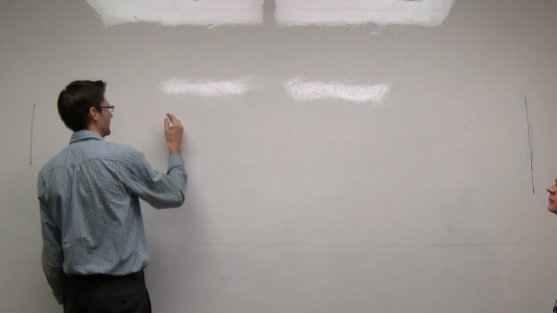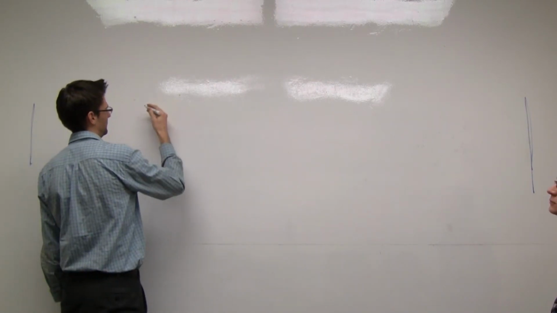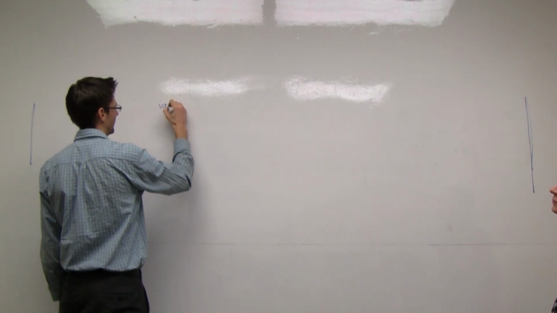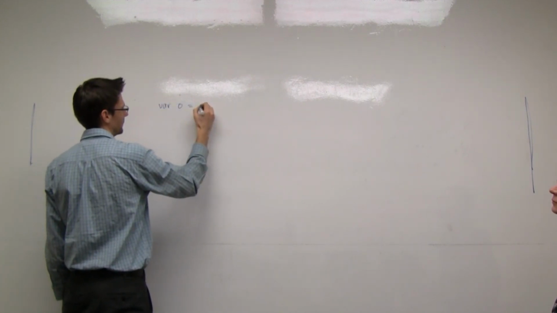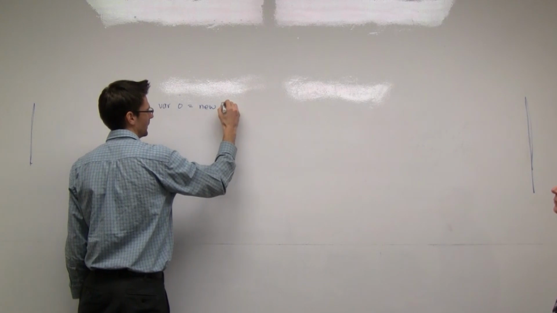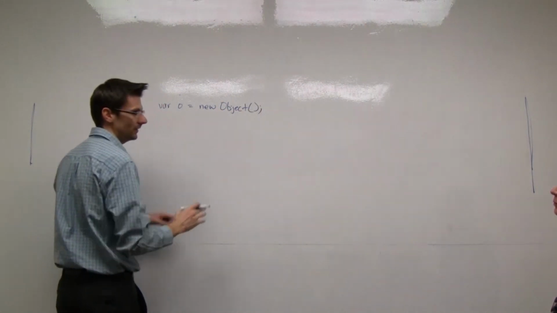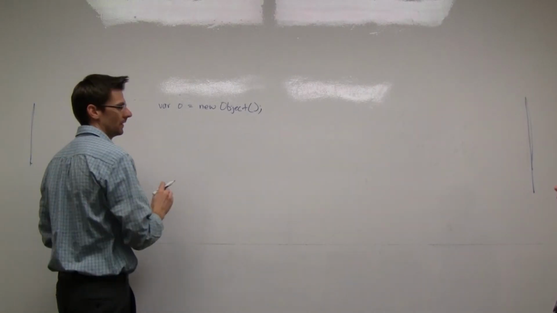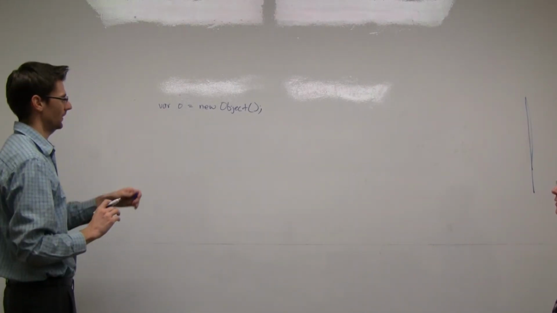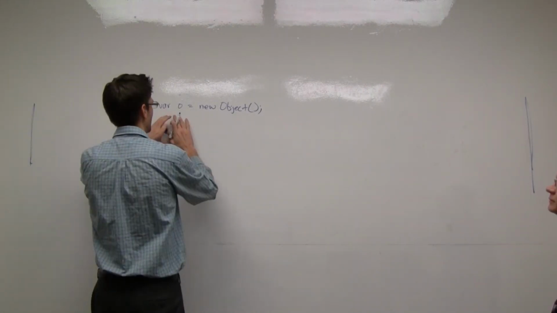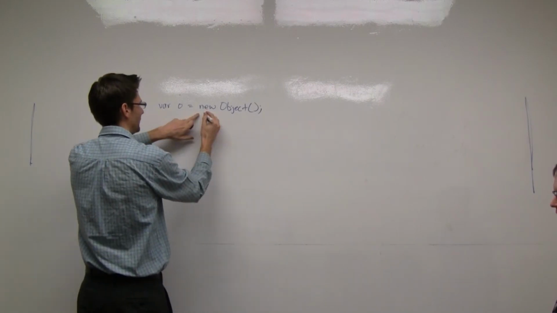Okay, so let's do a new object just for an example. If we were to say var o equals new object, this creates an instance of object, right? Yeah, this is the JavaScript base object. Correct. Nothing fancy. So we're saying, hey, we want to instantiate this with the new keyword.